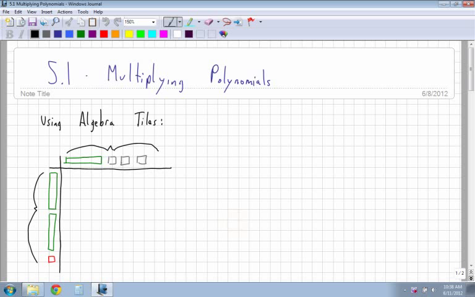Section 5.1 is dealing with multiplying polynomials. So this is the introduction to Chapter 5. The first thing I'm going to go through is how to use algebra tiles, because they will be on your provincial exam, and they're also in your book a bit, and there are a few questions based on them.